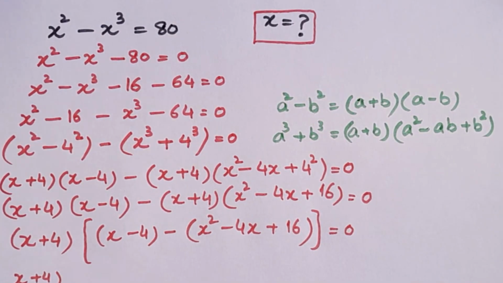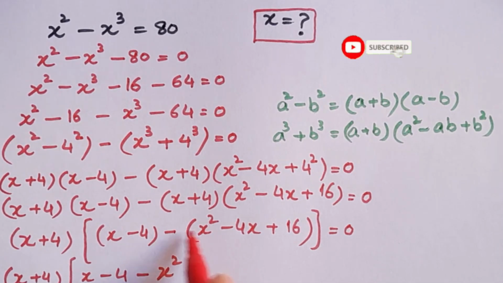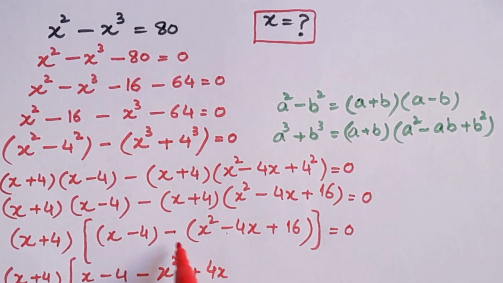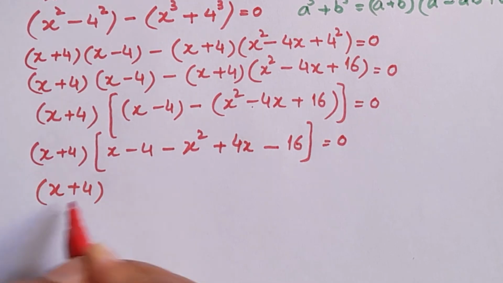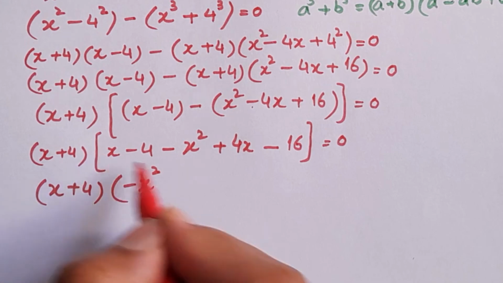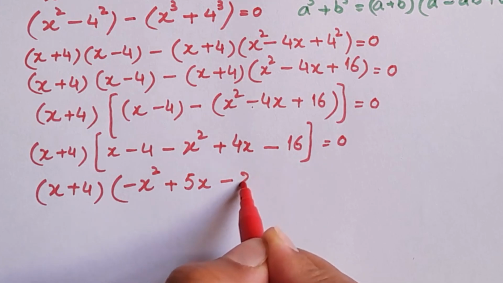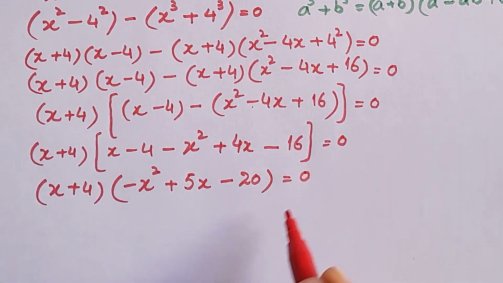x plus 4, x minus 4. We are going to multiply this negative sign and open the bracket. Minus x square plus 4x minus 16, bracket close is equal to 0. Here we can see a few like terms. We are going to add and subtract these. x plus 4 times minus x square as it is. 4x and x are like terms, plus 5x, minus 4 minus 16 is minus 20, is equal to 0.